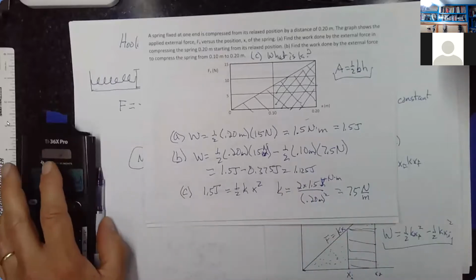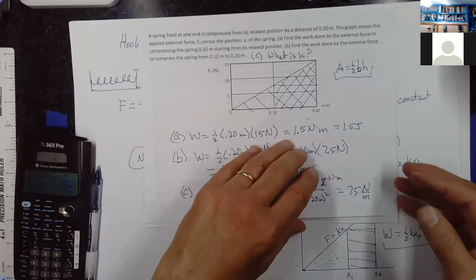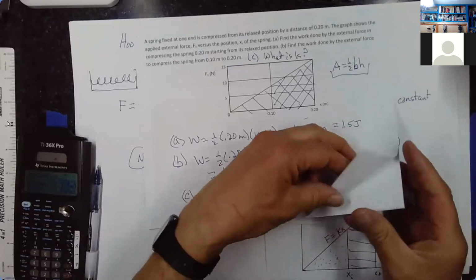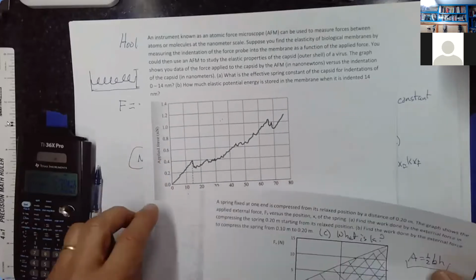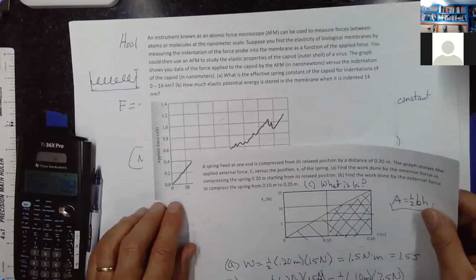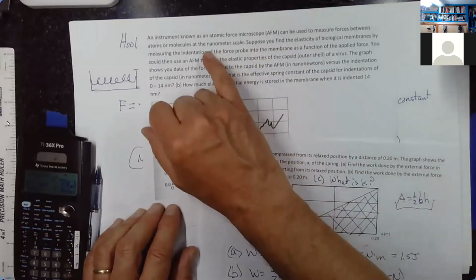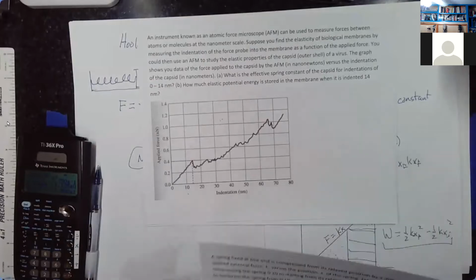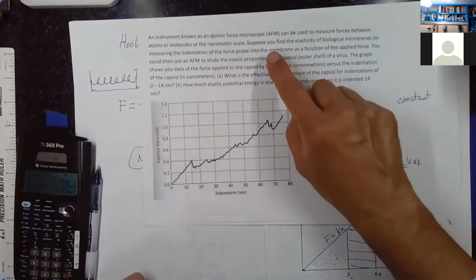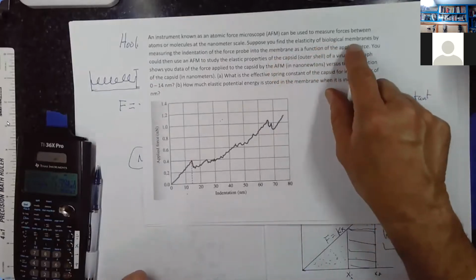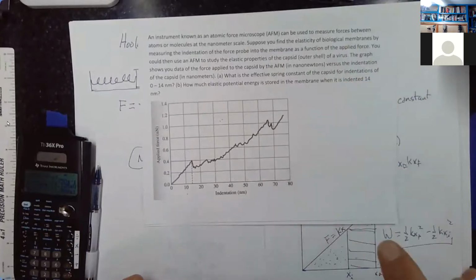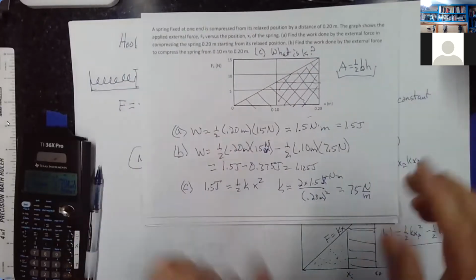But anyway, tomorrow we'll do some more problems with springs. There's an example problem in your book. I forgot which number it is, but it turns out an atomic force microscope can be used to measure forces between atoms or molecules at the nanometer scale. And you're experimenting to find the elasticity of biological membranes by poking the probe into things. This sounds like torture to me, but maybe not. Anyway, we'll take a look at that one tomorrow.